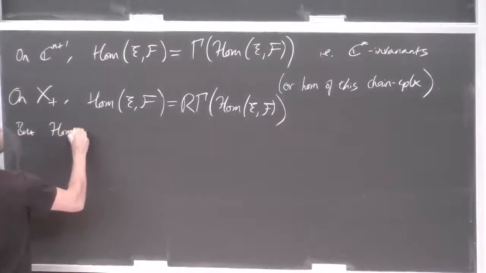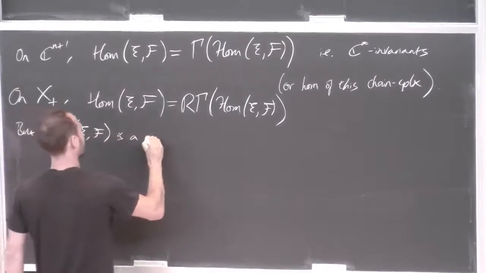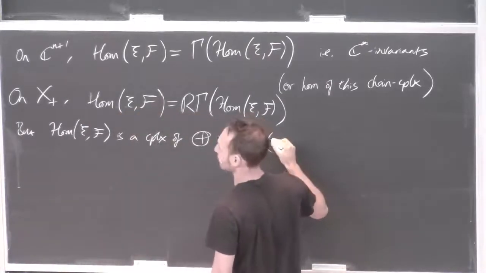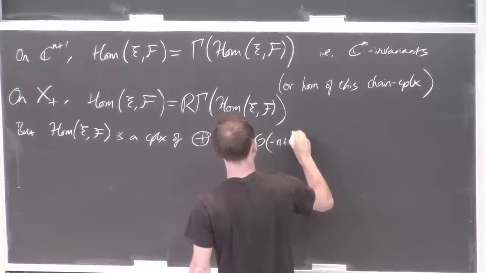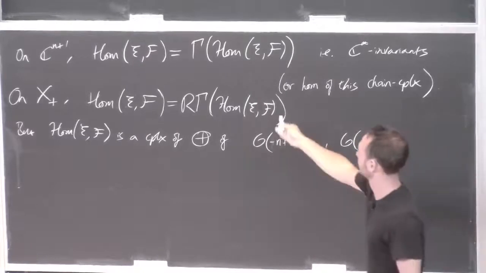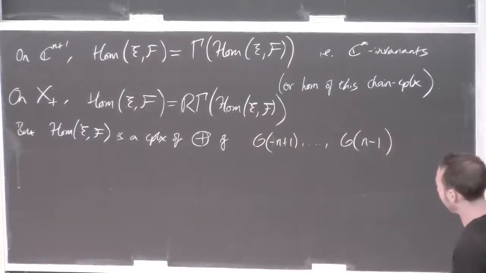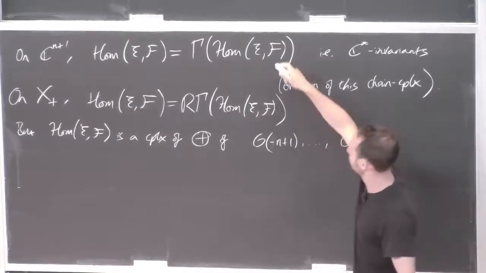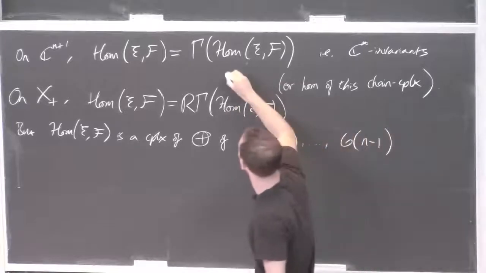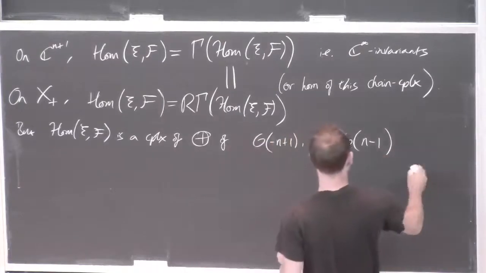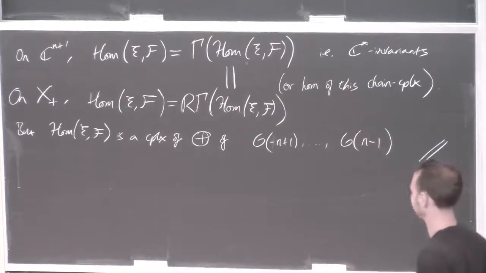If you think of what HOM(E,F) looks like, it is a complex of direct sums of line bundles which lie in a specific interval. They go from minus n plus 1 up to n minus 1. Those are the only line bundles that can occur in this chain complex. And therefore, when you apply derived global sections, none of these have any higher derived global sections. They only have ordinary global sections. And it doesn't matter whether you compute on the whole space or on X plus, you get the same answer. So those two chain complexes are on the nose the same. You don't need to say they're quasi-isomorphic. They are literally identical. Now, that's the proof of the claim.